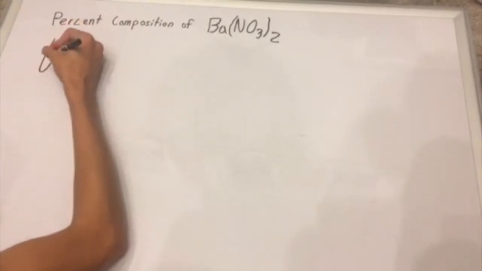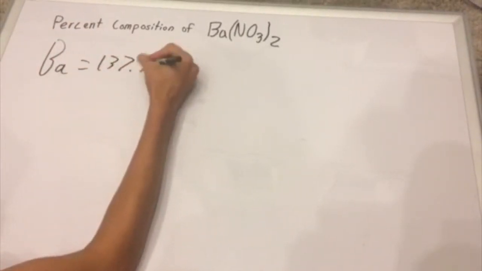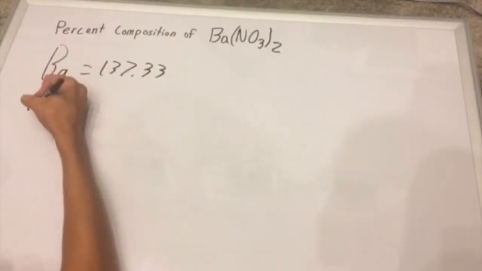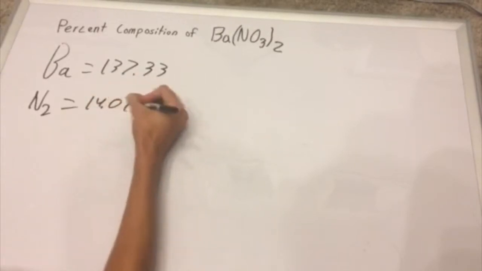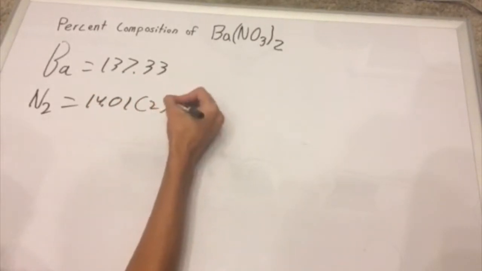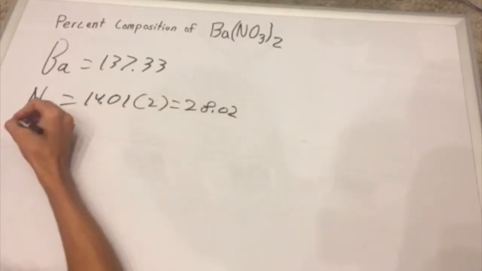And remember, sig figs are not necessary for percent composition. Now on to our next problem. In 261.35 grams per mole of barium nitrate, what percent of it is barium, nitrogen, and oxygen? This time, we are going to let you try it yourselves before we give you the answer. Pause the video now.